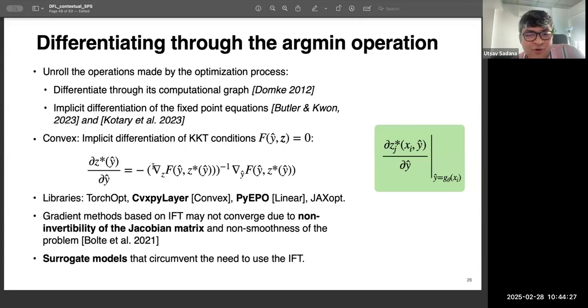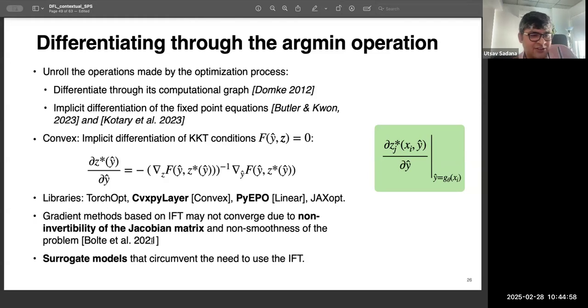Another challenge here is that if this matrix here is non-invertible and your problem is non-smooth, these gradient-based methods can get stuck in a limit cycle. So basically your gradient methods may not converge. And this was proven by Bolt and others in 2021 through an illustration. We have a discussion about these models in our survey. You can look into it.